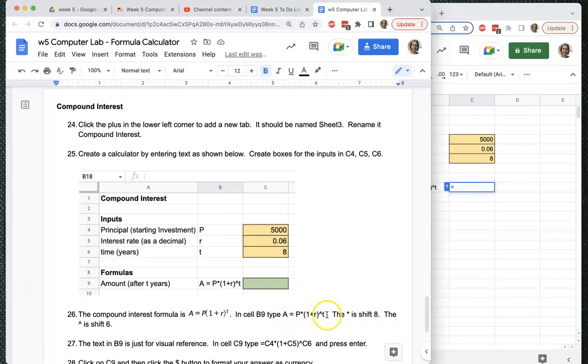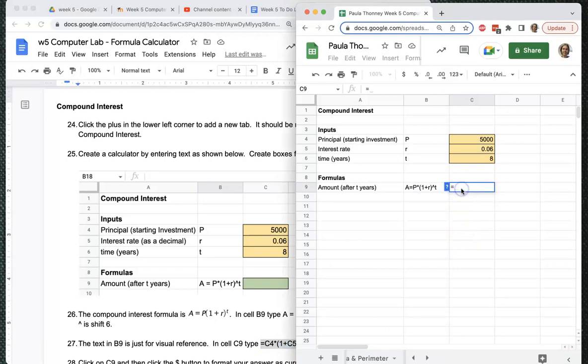Oh, it's basically exactly how I typed it, except no, it's not like that. This is the text that I want to have. Equals C4 times 1 plus C5 exponent C6. So that's the formula I'm looking for. And notice that those cells light up in color to show that it knows what I'm talking about.